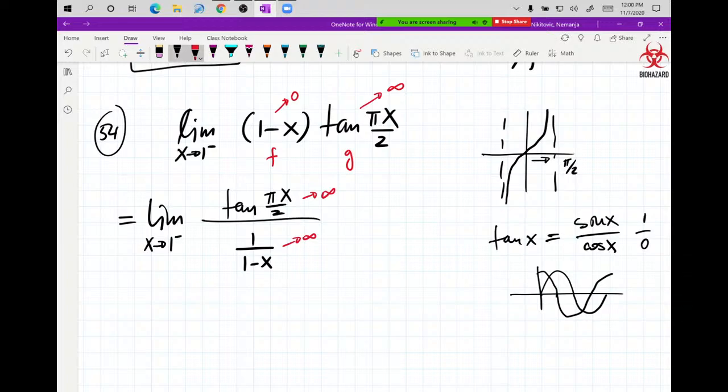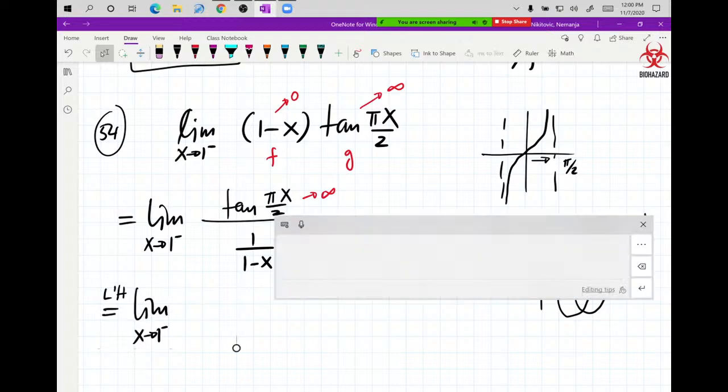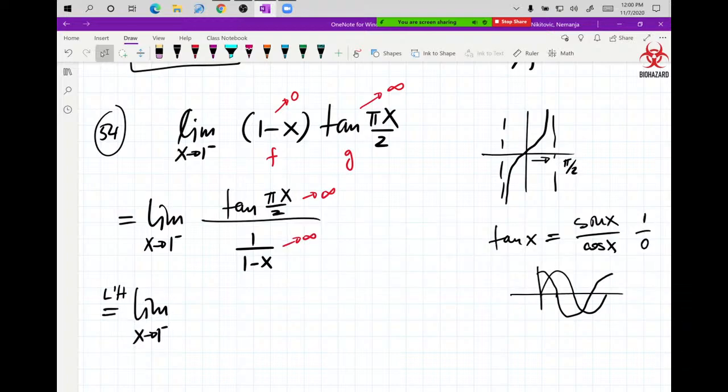So now is the time to do L'Hopital's rule because we have infinity over infinity. And this is where the problems start. Let's go to the next line. This is where the problems start because now the question is, are you going to get something, in quotation marks, nice so that you can work with this?